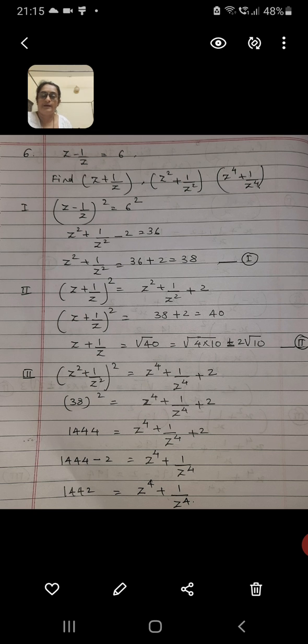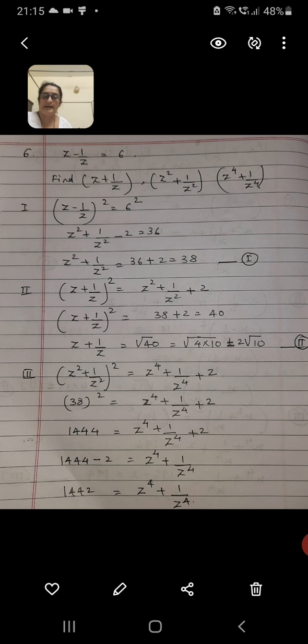Now we have to find out the first answer, z plus 1 upon z's value. So we'll square that value first. When you square it, you will get z square plus 1 upon z square plus 2, which is equal to 40, so z plus 1 upon z is root 40. So when you split it, root 40 is root of 4 into 10. 4's root is 2, that's 2 root 10.